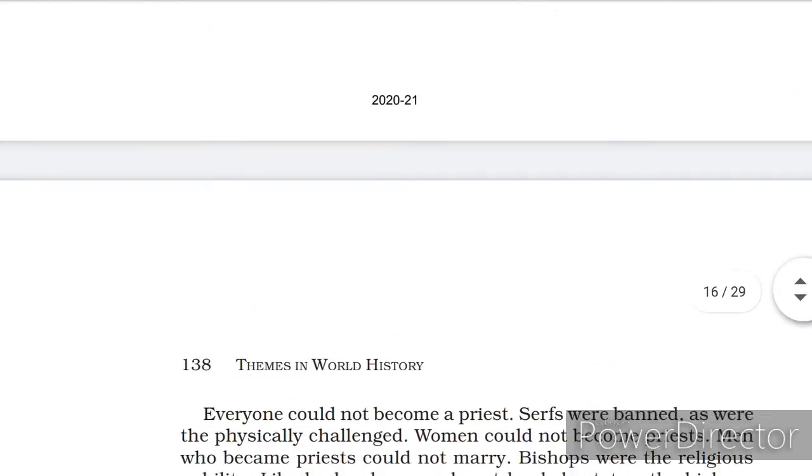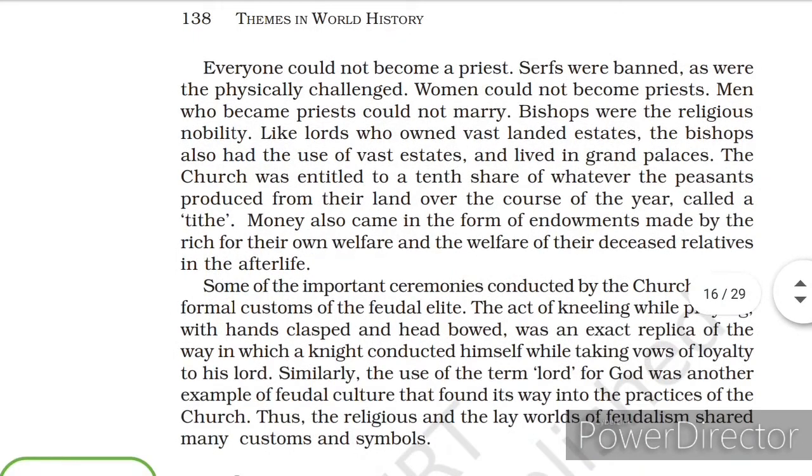Most of the villages had their own churches. Every Sunday, people assembled in the church to listen to the sermon of the priest and to pray together. Then the church had its own rules. According to these rules, not every person could become a priest. Serfs, the physically disabled, and women could not become priests. Now, the first word is serfs. Serfs means those people who work under someone, servants we can say, or slaves. Slaves, the physically disabled, and women are not allowed to become priests.